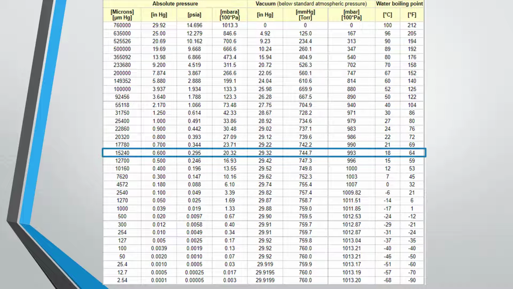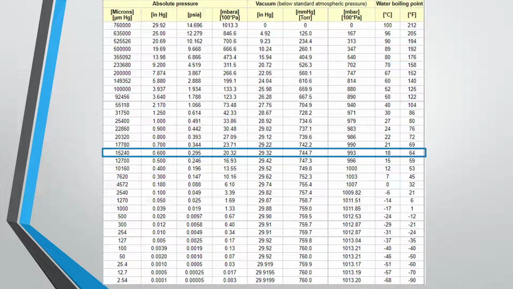This chart shows the boiling temperature of water at and below standard atmospheric pressure. Note the blue outlined box. At 64 degrees Fahrenheit or 18 degrees Celsius, water will start to boil at 0.95 psia.